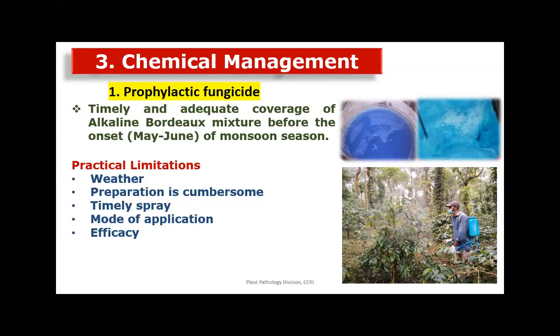And mode of application: as we have seen in the symptoms slide, the uredospores are seen on the lower surface of the leaves. So the mode of application of the prophylactic fungicide is on the lower surface. Though you give it on the upper surface, no problem, but on the lower surface it has to be properly covered. That's what I mean by mode of application. If you take all these factors into consideration, definitely efficacy will be more. Efficacy we can see up to 90 days.